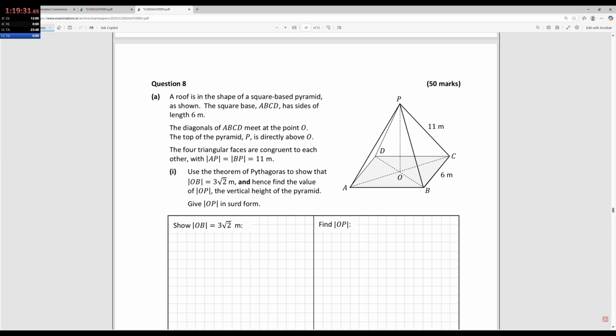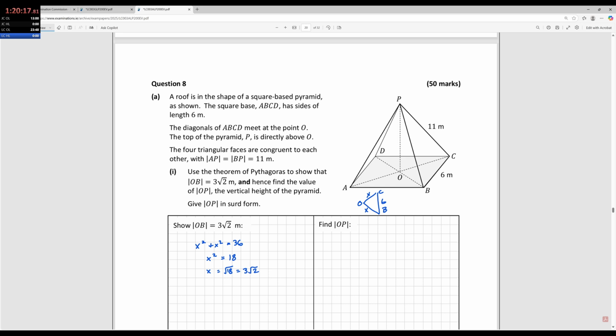is 3 root 2. So they told you to use Pythagoras, which is unusual, but because it's a square base, if we looked at CO, it would be straight down from like a helicopter. Here's O, here's C, here's B, this would be 6, and we can say this is X, but this is also X because it's a square base. So we'd have X squared plus X squared equals 36, just using Pythagoras. So 2X squared is equal to 36, so X squared is equal to 18. And then we square root both sides. X equals square root of 18. Square root of 18 would be square root of 9 and square root of 2, so 3 root 2, that's what they asked for.